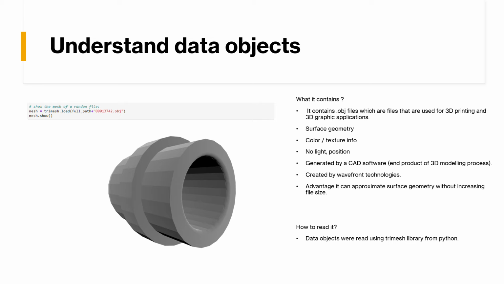How do we read these types of files into Python? I used the trimesh library. You can see in the image that I'm using trimesh load with the directory and the object that I want to plot or show. And you can do any kind of rotation or zoom in and zoom out in Python with this library.